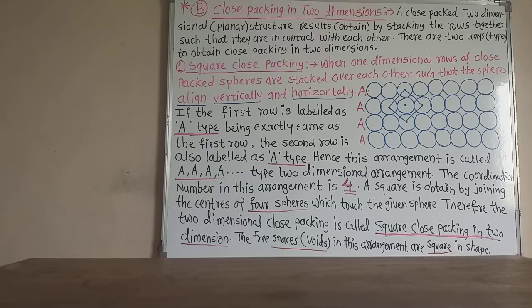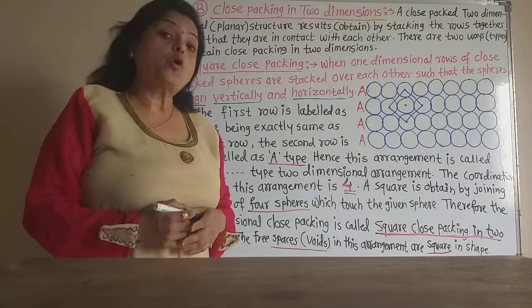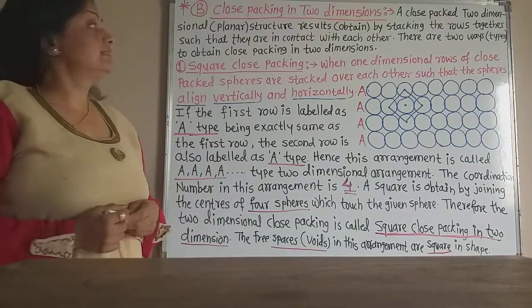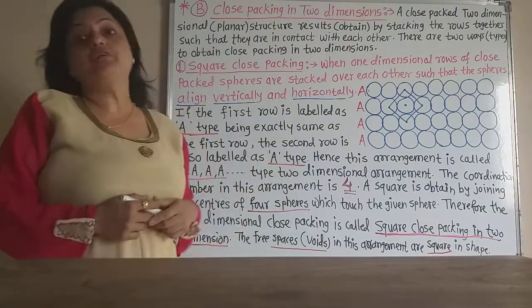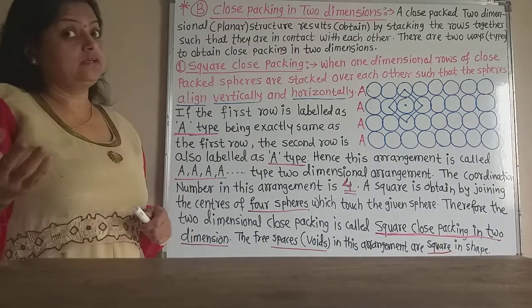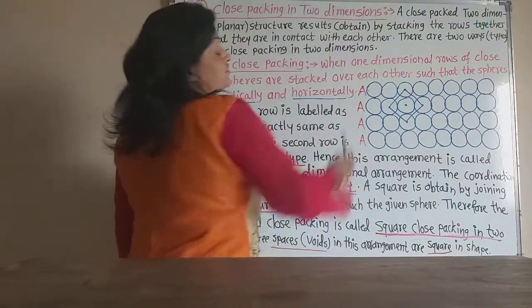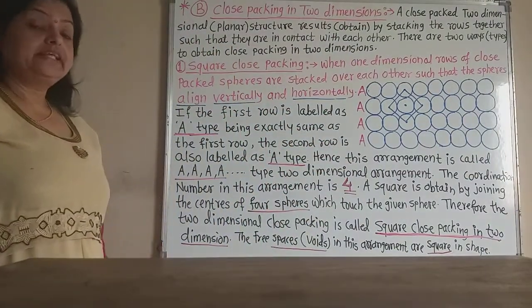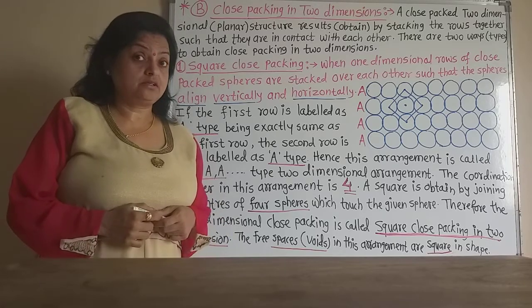Now pay attention students, again on the blackboard. Now the second type of close packing is the 2-dimensional close packing. The first one is the 1-dimensional and the third is the 3-dimensional. Now close packing in 2 dimensions. There are 2 types of close packing in 2 dimensions.